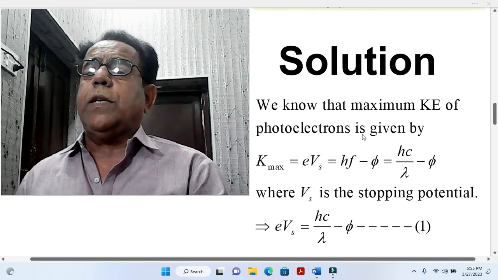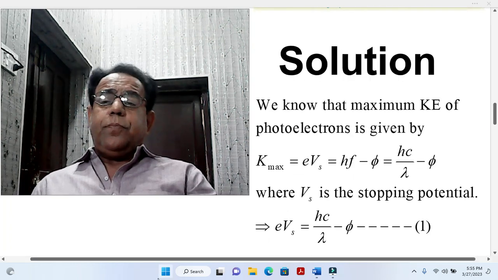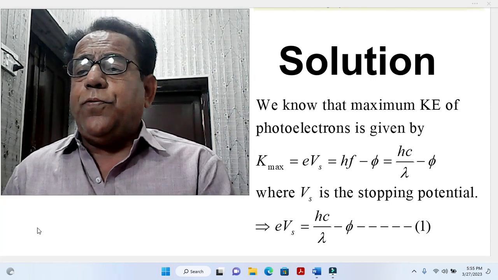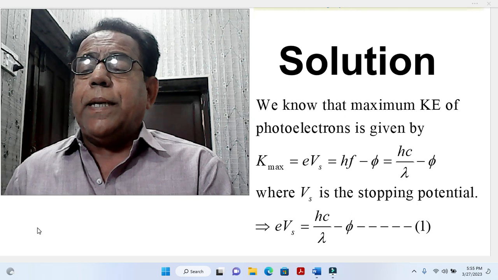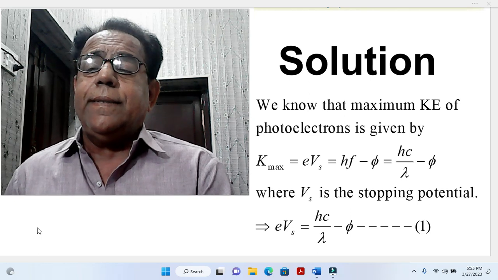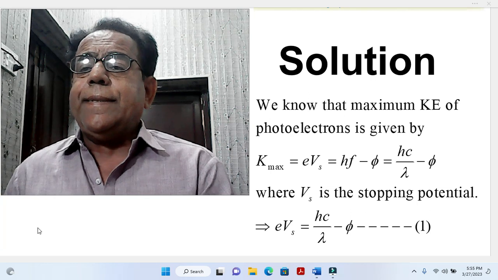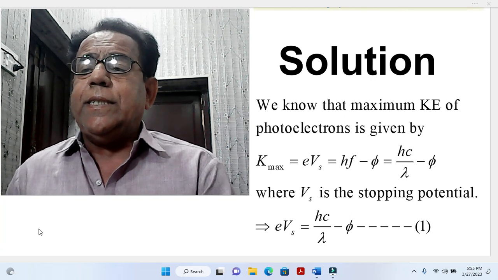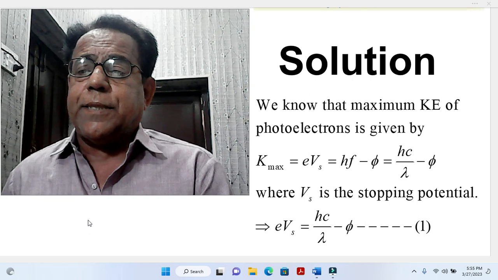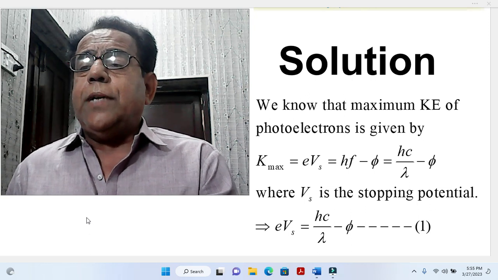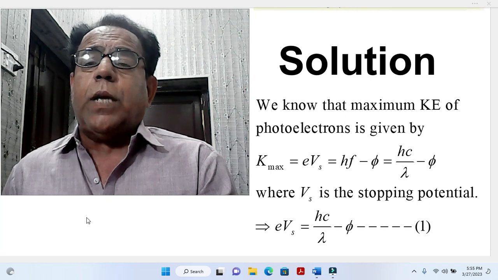Now we come towards its solution. We know that the maximum kinetic energy of photoelectrons is given by K max, where max is written as a subscript of K. K stands for kinetic energy, and is equal to e into Vs. e is the magnitude of electron charge and Vs is the stopping potential.